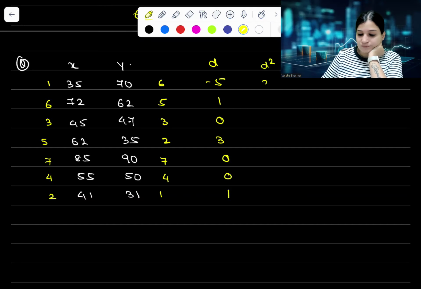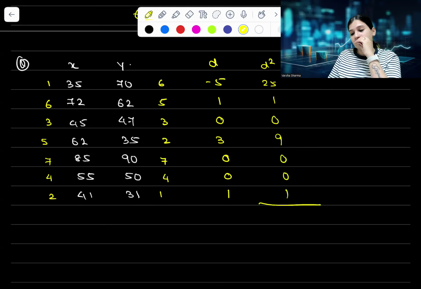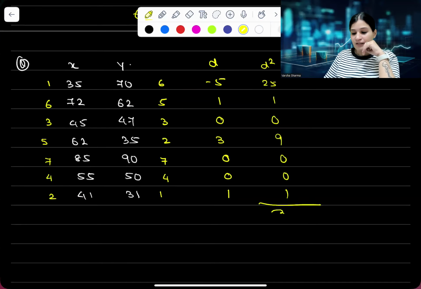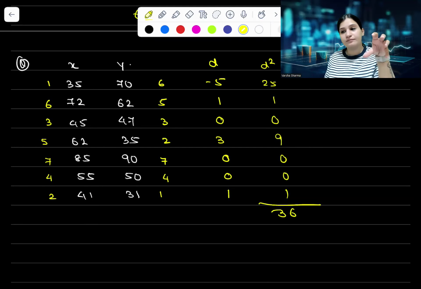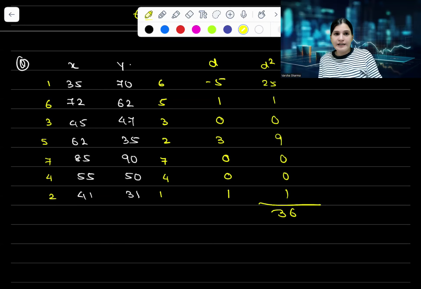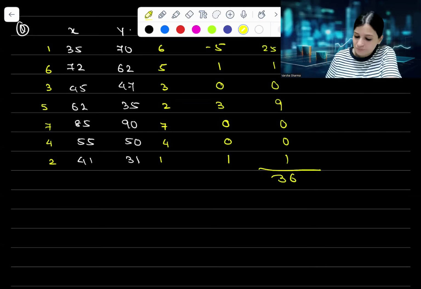D square. Calculate the total: 36. Was there any tie? Were any two observations the same? All the observations are distinct, no? There was no same score given to any two contestants, right? Yes, ma'am. So we will use the first formula.